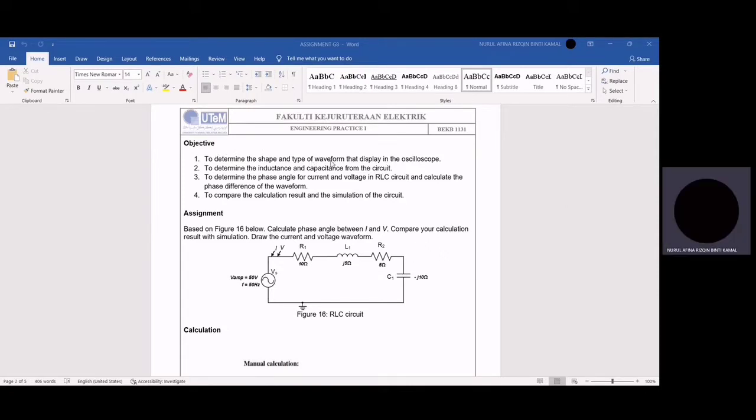For the objective, there are 4 objectives that we got from this assignment. The first one is to determine the shape and type of the waveform that is displayed in the oscilloscope. Second, to determine the inductance and capacitance from the circuit. Third, to determine the phase angle for current and voltage in the RLC circuit and calculate the phase difference of the waveform. Lastly, to compare the calculation result and the simulation of the circuit.